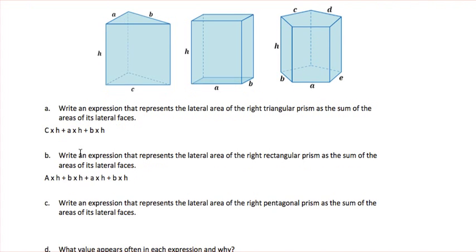Next, we want to write an expression that represents the lateral area of the right pentagonal prism as the sum of the areas of its lateral faces. So we'll do A times H plus B times H plus C times H plus D times H plus E times H.